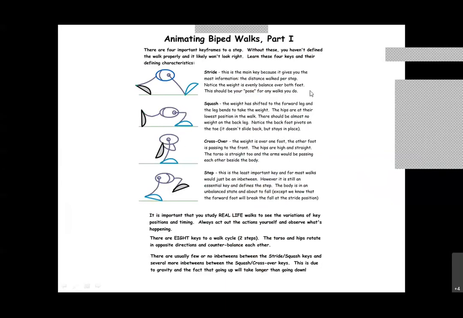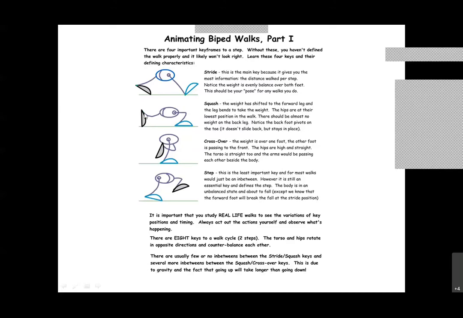The weight has shifted. So when he's leaning forward, most of the weight is shifted onto the forward leg, and the leg bends to take the weight. The hips are at their lowest position in the walk. There should be almost no weight on the back, so the weight is lifted off of the back leg. Notice that your back foot pivots on the toe. So notice that it's right here.